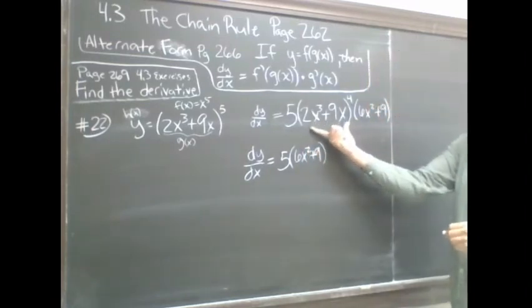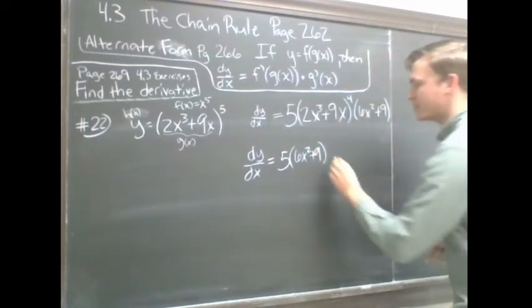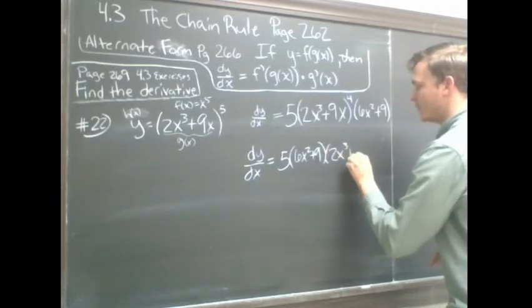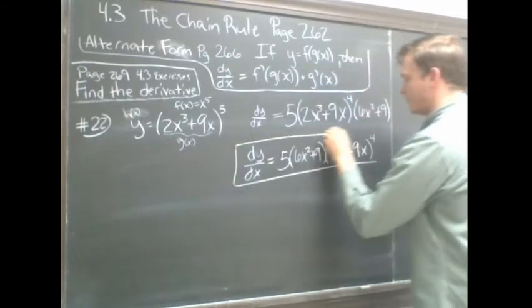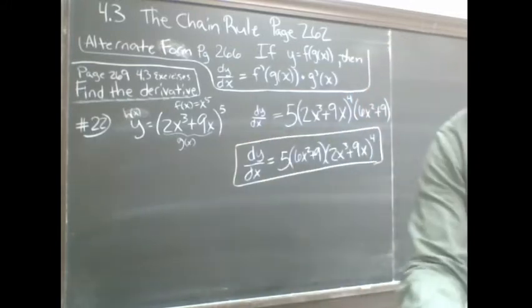And then the largest factor we see here is that factor to the fourth power, 2x cubed plus 9x to the fourth power. And there we have our derivative.